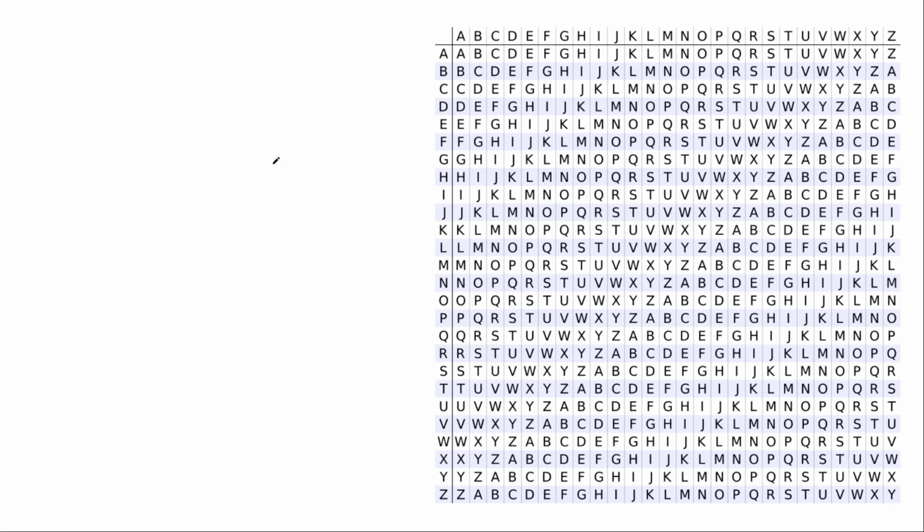Hello everyone. Today we're going to talk about the Vigenère Cipher and how to use it. So the Vigenère Cipher is a polyalphabetic cipher that encrypts and decrypts text by using a repeating keyword and multiple Caesar cipher shifts to hide a secret message.